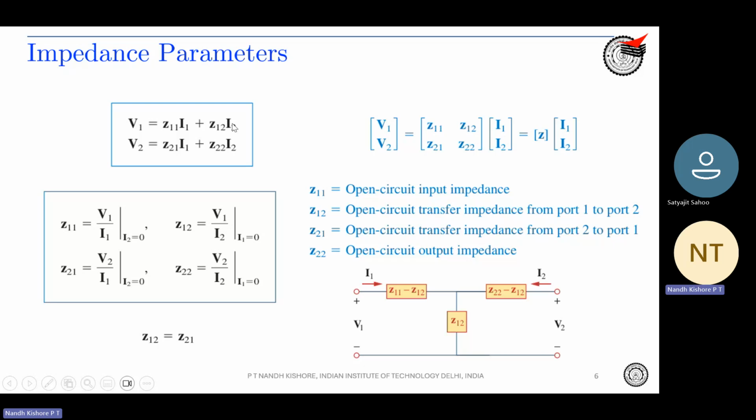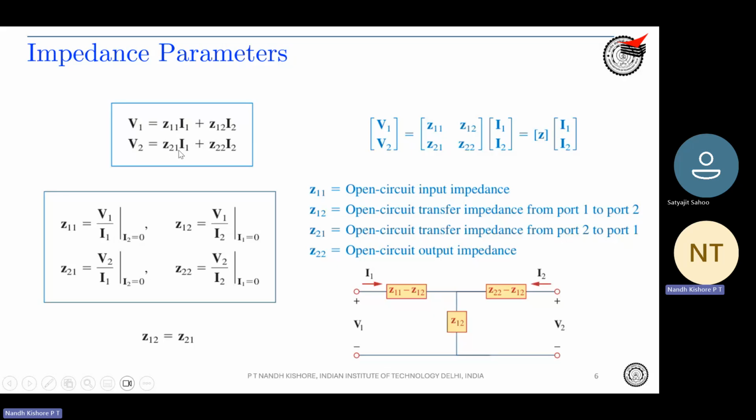So V1 is equal to Z11 into I1, where Z11 is the self-impedance, or the open circuit input side impedance, plus Z12 into I2. Z12 is a cross-coupling term, that is the transfer impedance between port 1 and port 2. Similarly, V2 is equal to Z22 into I2, that is the self-impedance of the output port multiplied by the output current, plus the transfer impedance Z21 into I1.